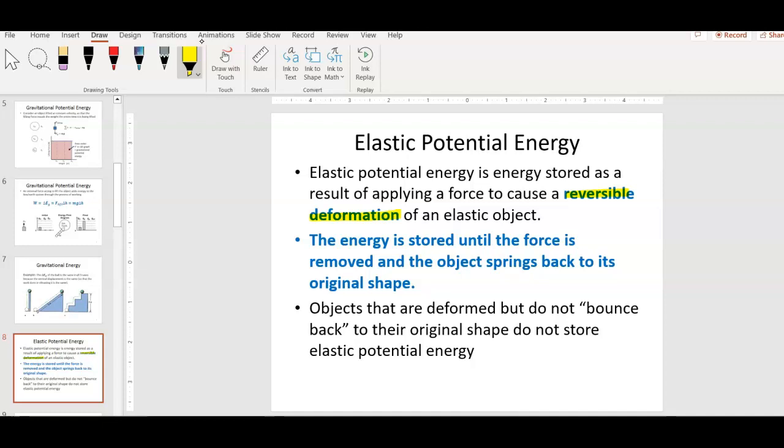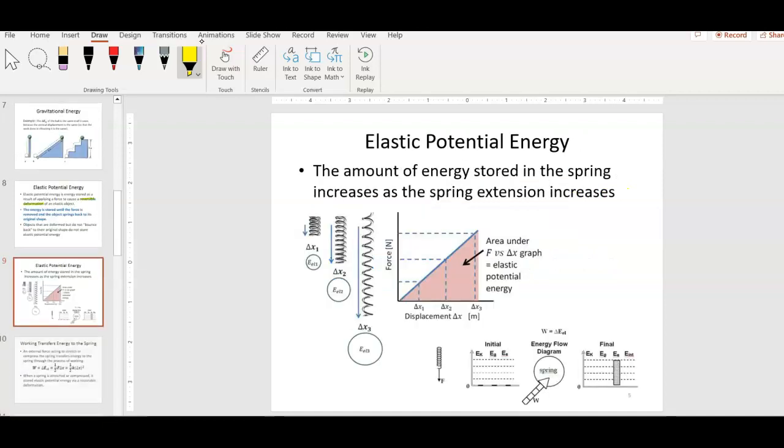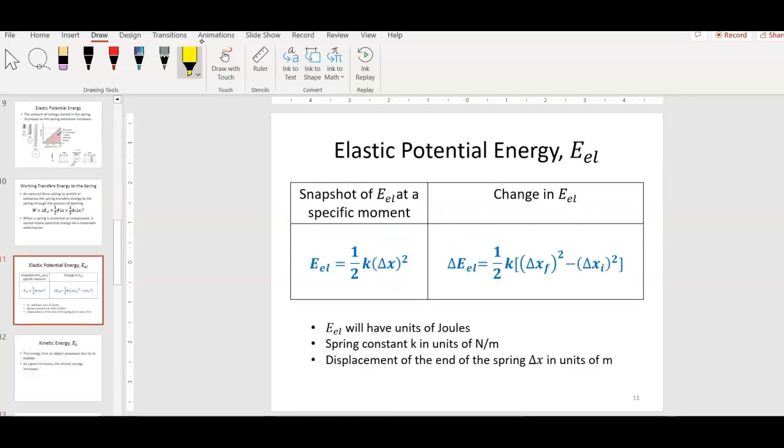Okay, so things that have that ability to be deformed, but then they'll pop back to their original shape, are able to store elastic potential energy. The most common example is a spring. And so here are the equations for calculating elastic potential energy.